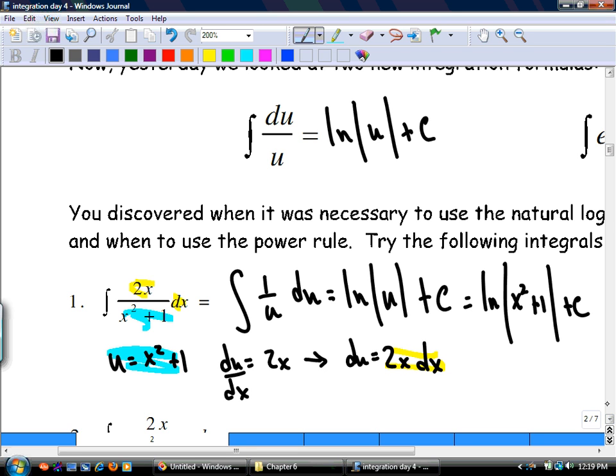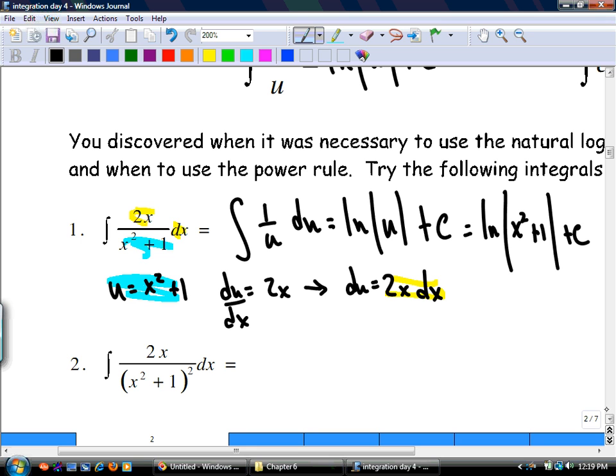But it's all about the choice for you. If you don't choose u properly, you are screwed. Well, because it's not getting cleaner. It's not turning into a pattern that you recognize.